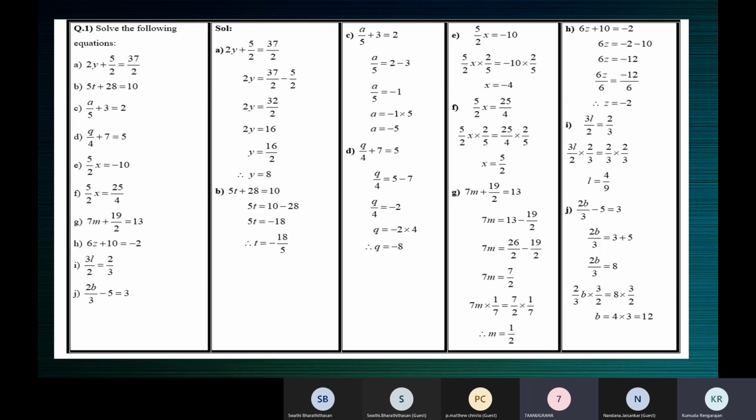Yes, ma'am. So 5t by 5. When you divide the LHS, 5t by 5, 5 and 5 will get cancelled. So t is equal to, on the other side, minus 18 by 5, because you cannot simplify it any further. You can maybe write it as a mixed fraction. Have we understood all of us? Yes, ma'am. Understood, ma'am.